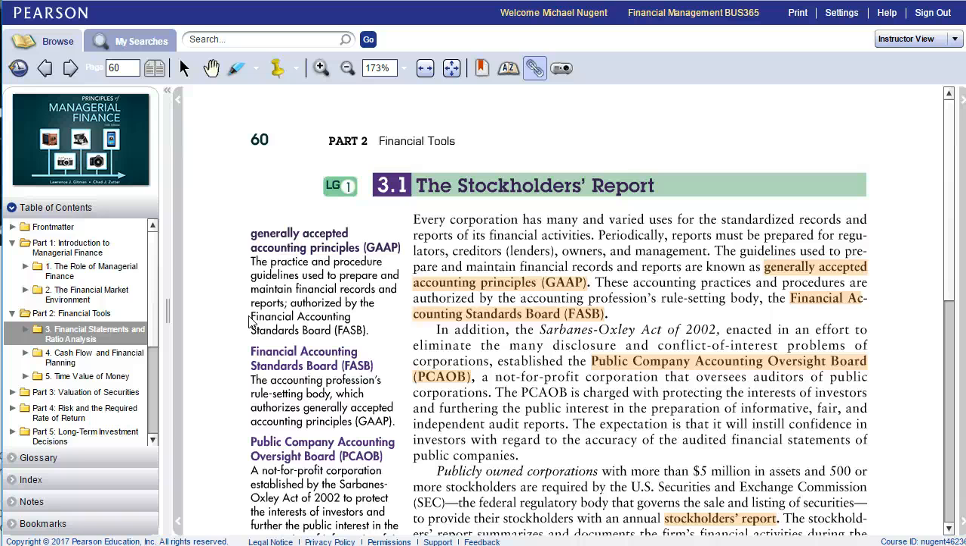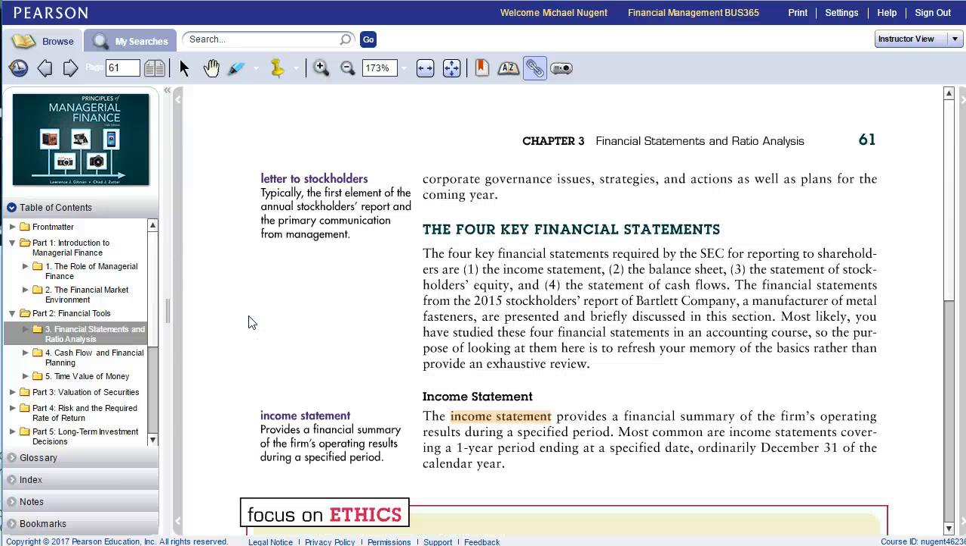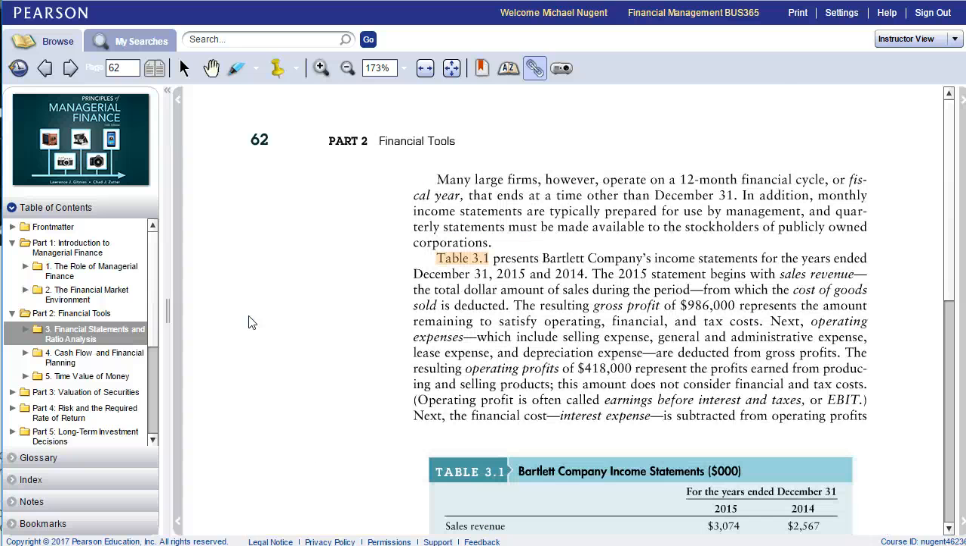The stockholders report, or I think of it as an annual report, is really putting all the pieces together and explaining to stockholders what the company has done, in a financial sense, using the income statement and balance sheet. And the chapter goes into discussing the 4 key financial statements.